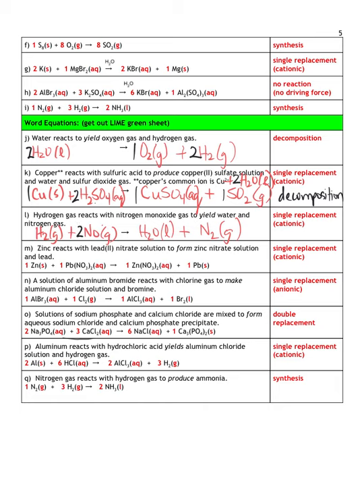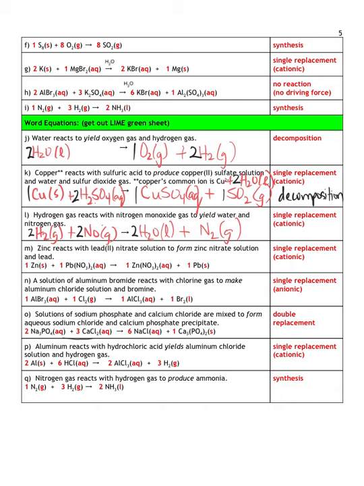That gives me 2 oxygens, so I'm going to need a 2 right here. That changes the hydrogens to 4 on the product side, so I'm going to need a 2 coefficient right here. So it's a very dynamic process. You're not always done when you're done with one element. You might have to go back and rebalance that element, depending.